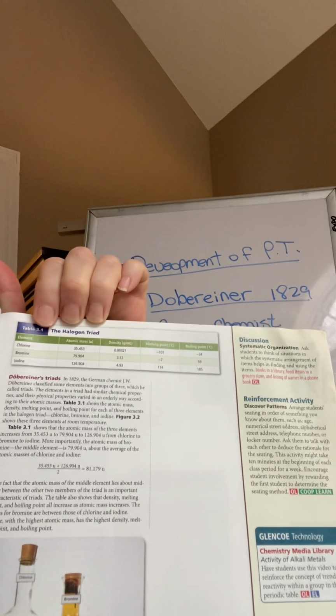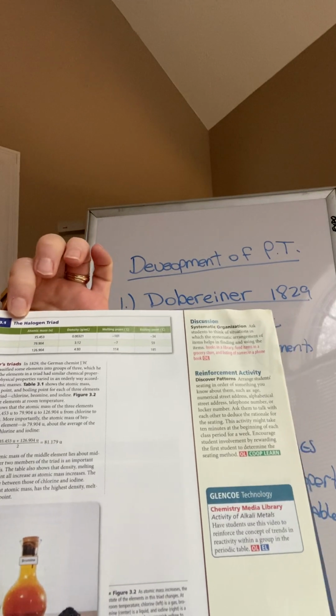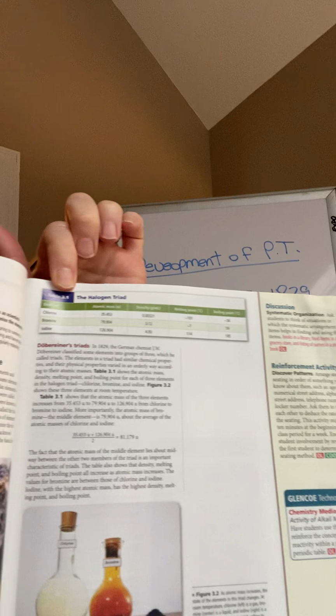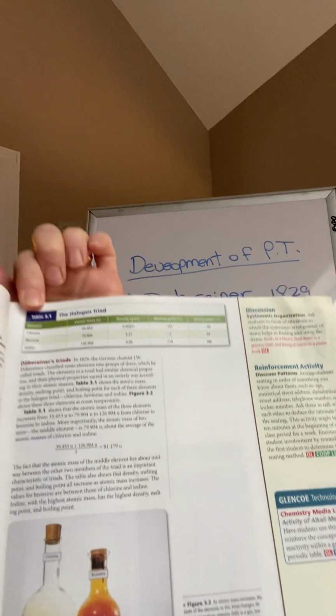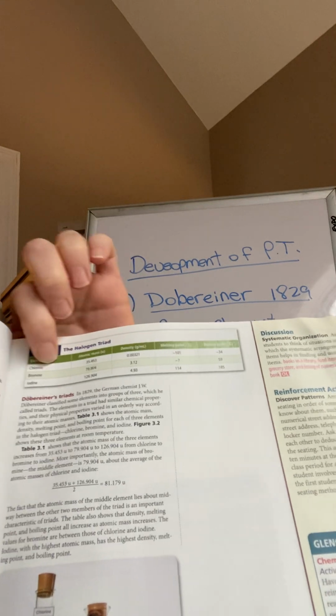He did a halogen triad. So remember, halogens are now called group 17, and there are more than 3 of them. But in 1829, he grouped 3 elements together. And the ones that he grouped were chlorine, bromine, and iodine.